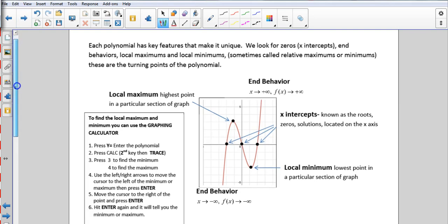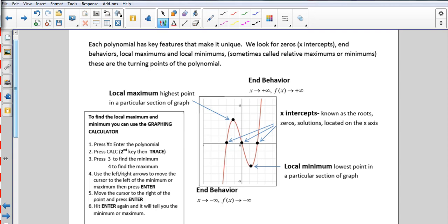Alright, now each polynomial has key features that make it unique. We're looking for the zeros, which we also call x-intercepts. We also call them roots. We're going to keep using these terms interchangeably. Okay, so we look for the x-intercepts. That's one thing we're looking for. Then we're looking for, secondly, the end behaviors. Then we're also looking for local maximums and local minimums. Sometimes they're called relative instead of local, depending on which book you use and who's talking about it. Okay, and these are the turning points of the polynomial.